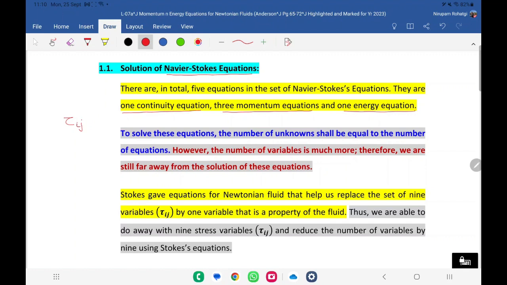So what we have to see before we solve these equations is that the number of unknowns shall be equal to the number of equations, because unless you have a parity between the two, the number of equations and the number of unknowns, you cannot solve a set of equations. That's a general rule of mathematics. Okay. So when we look at these equations, the number of variables is much more. There are many variables, and you can look at what these variables are.